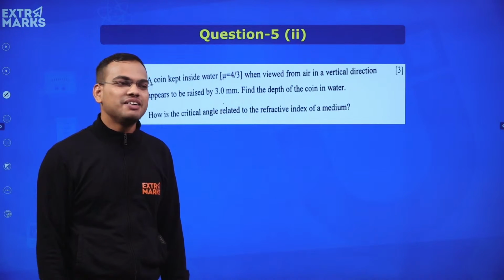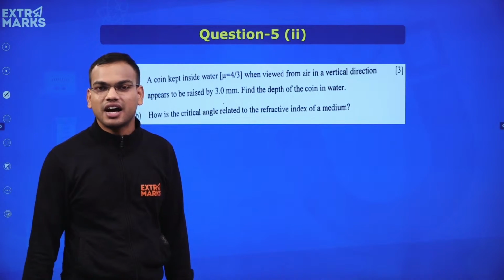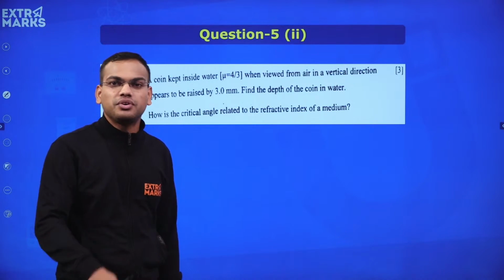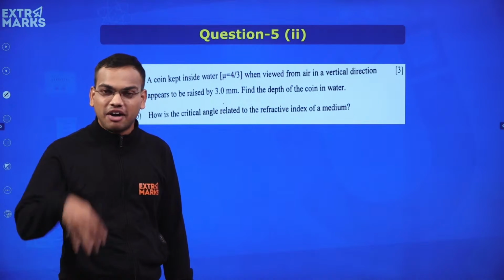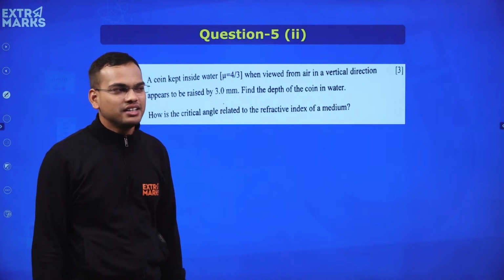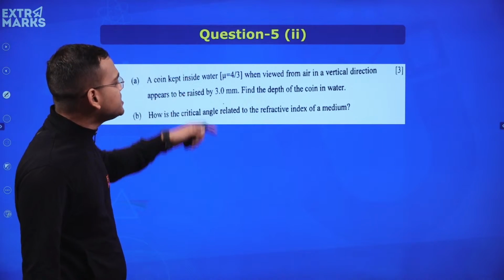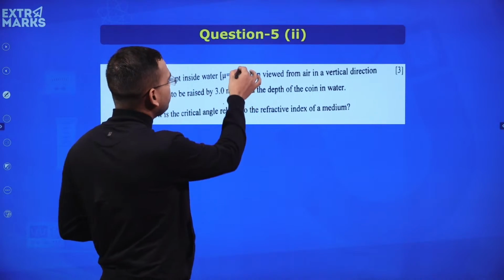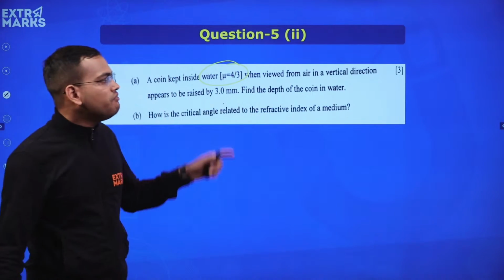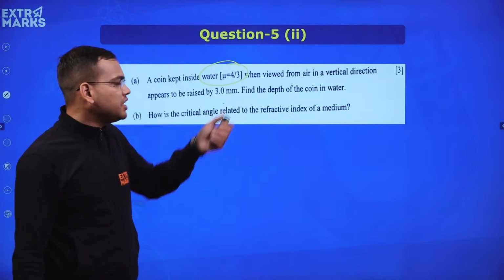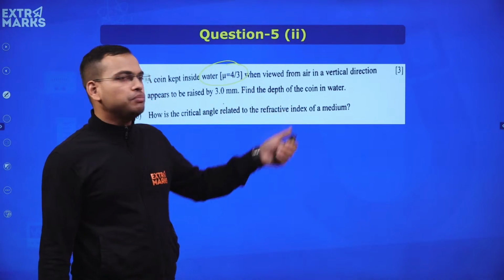Whenever you have a coin in your glass, you will feel that the coin is very high up. And whenever you try to take that coin, you have to go deep into the water, right? So that happens because of refraction. A coin kept inside water, mu is equal to 4 by 3. The refractive index of water is given here. When viewed from air in a vertical direction, it appears to be raised by 3 millimeter. Find the depth of the coin in the water.